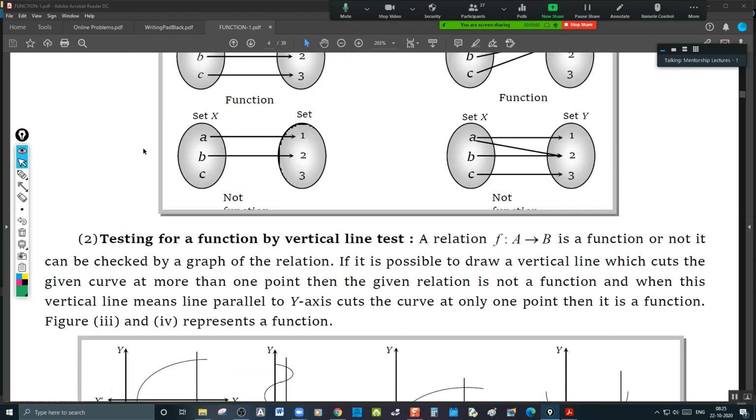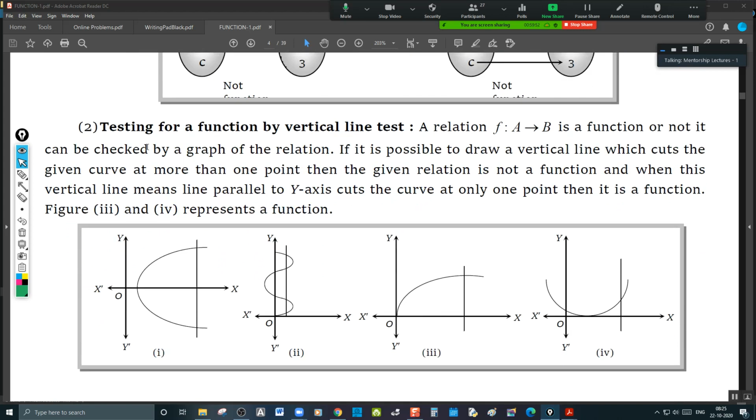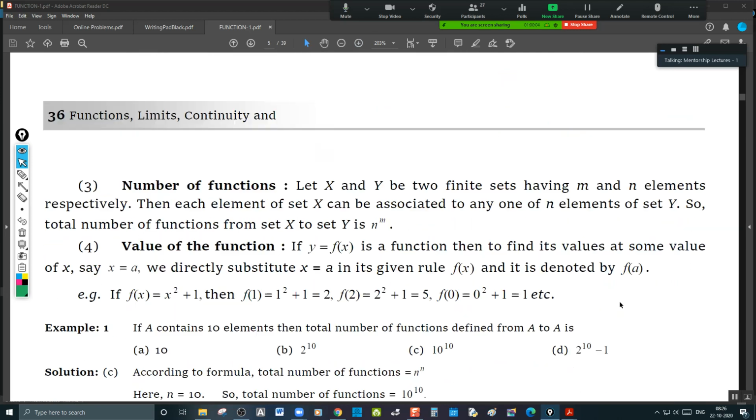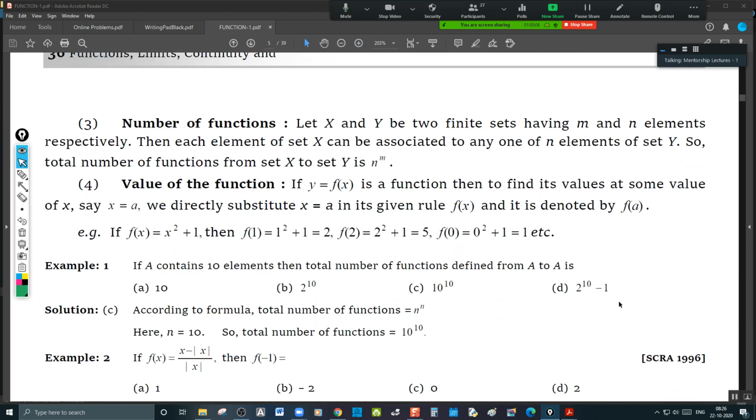Testing for a function by the vertical line test. That's what you can see here. This is intersecting in 2 points, not a function. It is intersecting in more than 1 point, not a function. It is intersecting only in 1 point, it is a function. This is what you have to understand. The number of functions is to be found out using permutations and combinations.